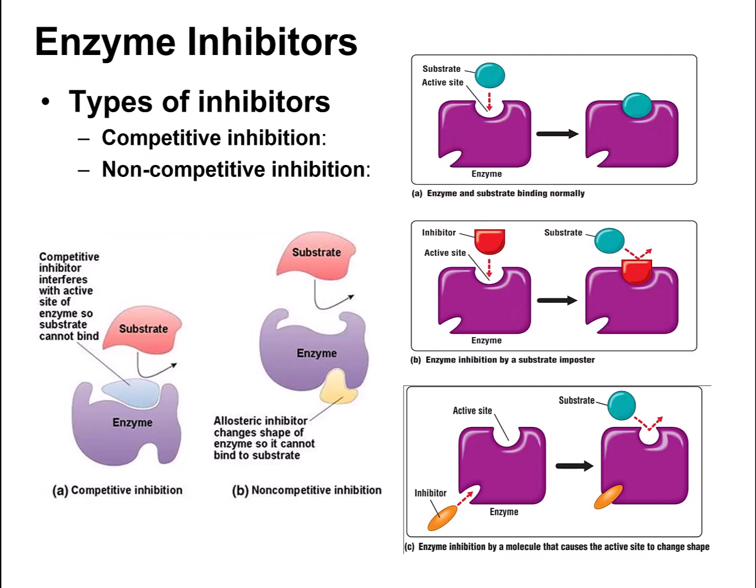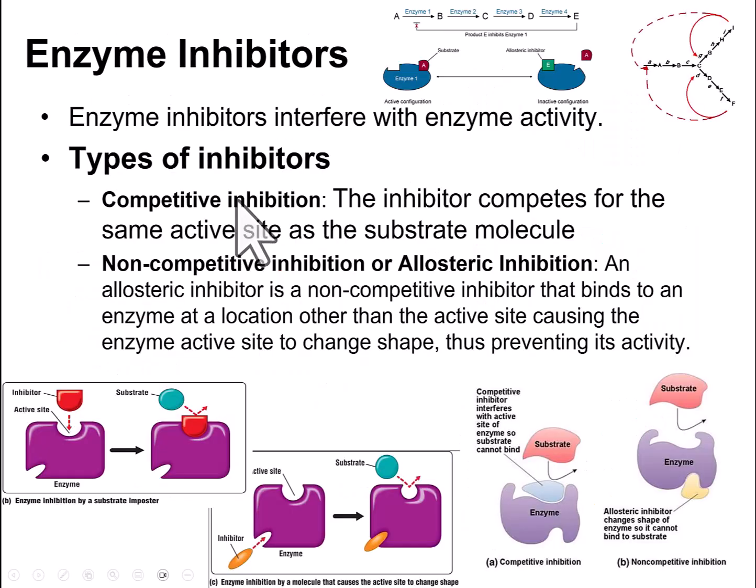In this video, we're going to be going over enzyme inhibitors, which we are going to see there are two basic types. We have competitive inhibitors and non-competitive inhibitors. Enzymes, remember, catalyze all the chemical reactions within the human body. Interfering with their activity can have both positive and negative effects, we're going to see. Well, there's two basic types of inhibitors. We have competitive inhibitors and non-competitive inhibitors, which are also called allosteric inhibitors.